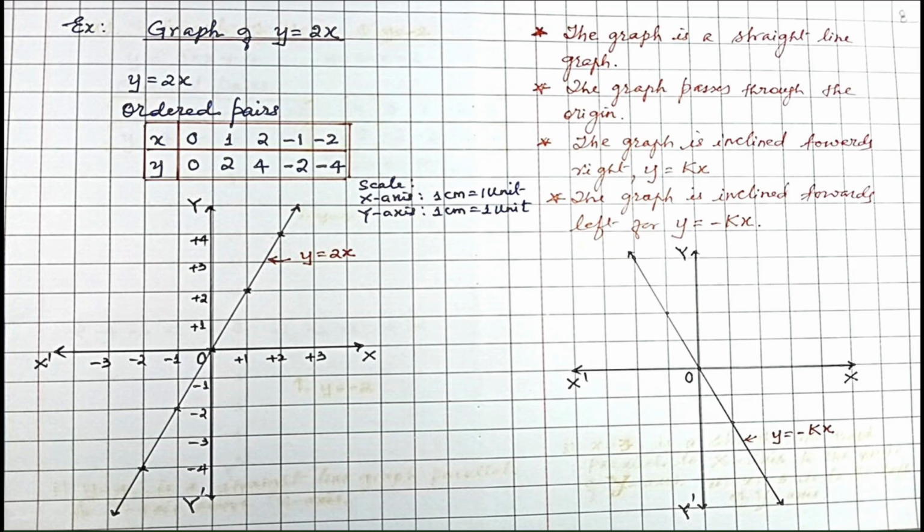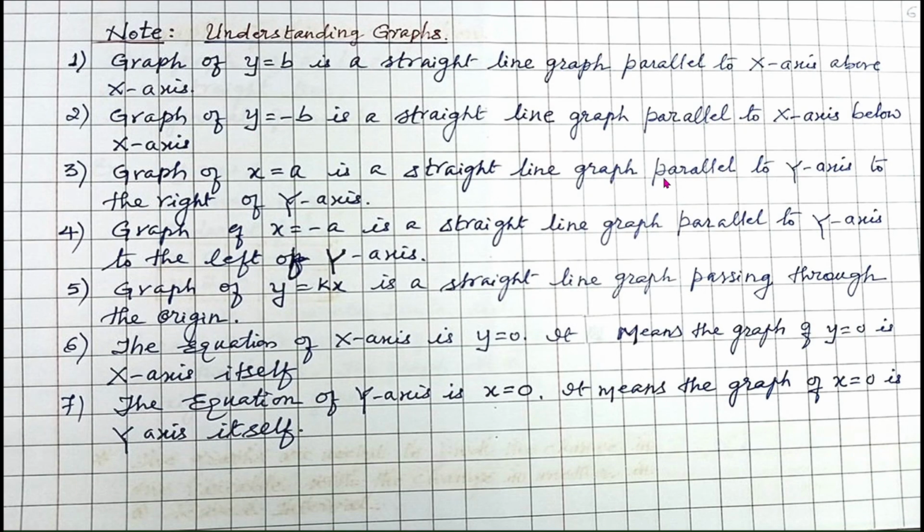A very important conclusion. Now let us sum up everything we have learned, that is, understanding the graphs here. The graph of y is equal to b is a straight line graph parallel to the x-axis above the x-axis. The graph of y is equal to minus b is a straight line graph parallel to the x-axis below the x-axis. The graph of x is equal to a is a straight line graph parallel to the y-axis to the right of the y-axis.